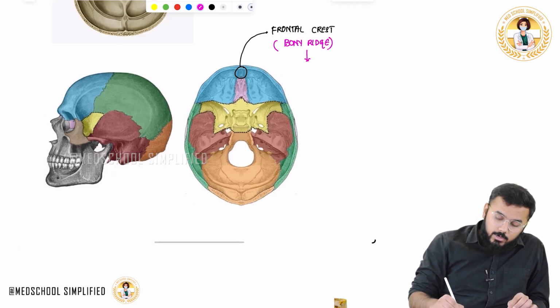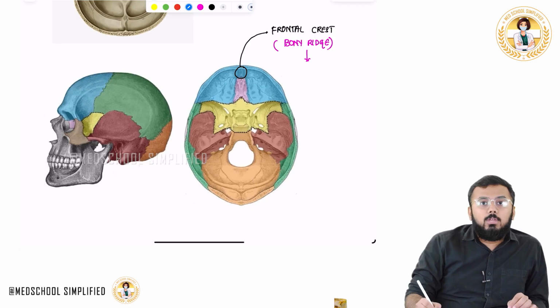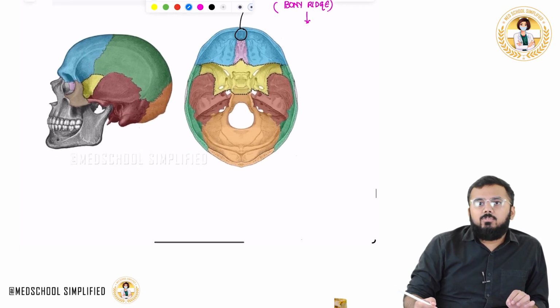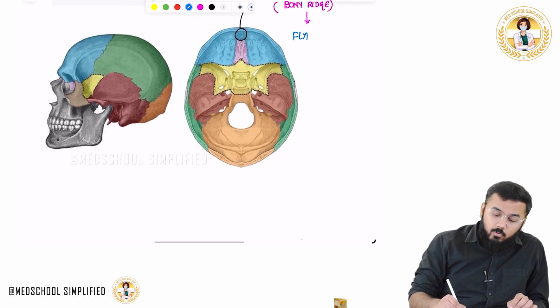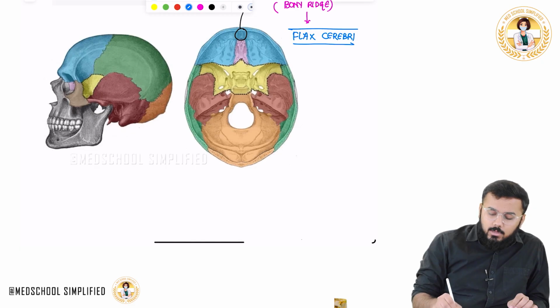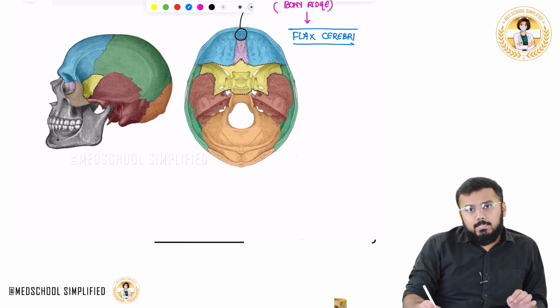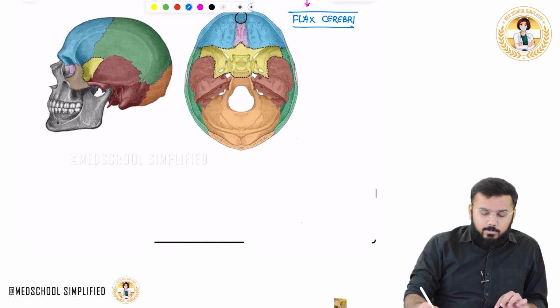And to this frontal crest, what is attached? I told you, the falx cerebri. This is the site for the attachment of falx cerebri. What is falx cerebri? First of all, what is falx cerebri in the sense?